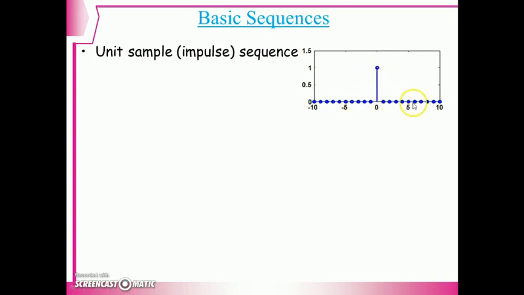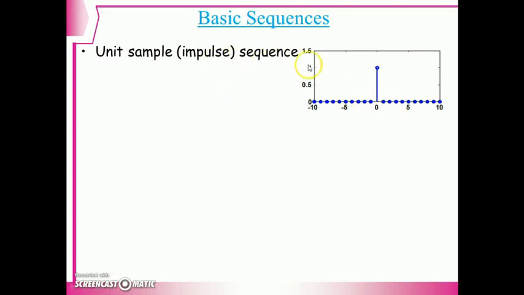So in the x-axis, the values of n are written. n stands for the number of samples. For example, n equal to 0 means the 0th sample, n equal to 1, the first sample, n equal to 2, the second sample, n equal to 3, the third sample, and so on.